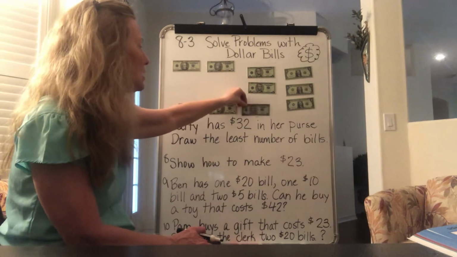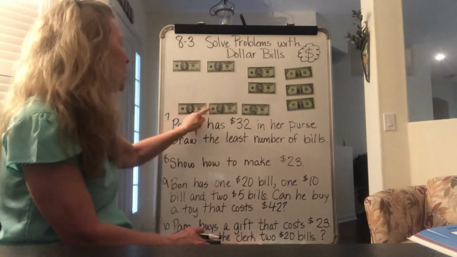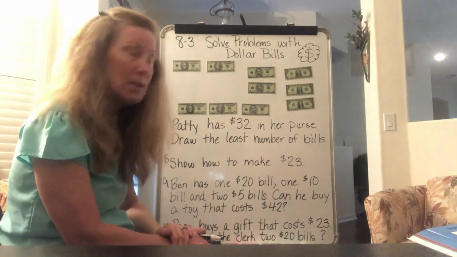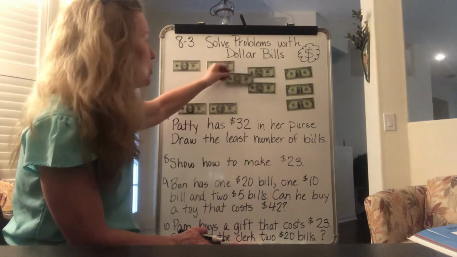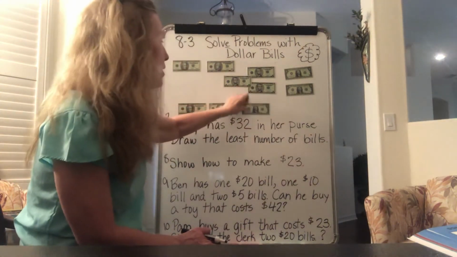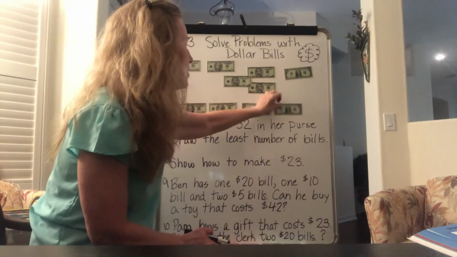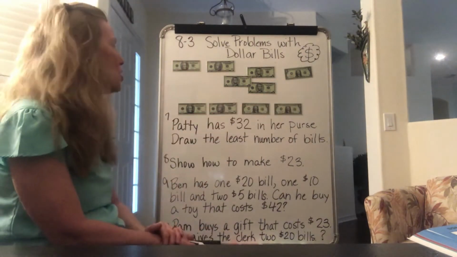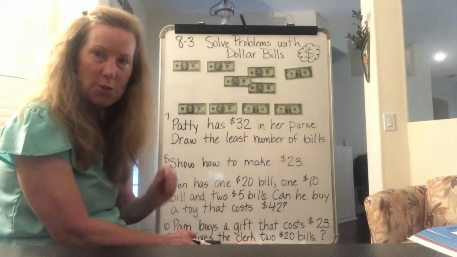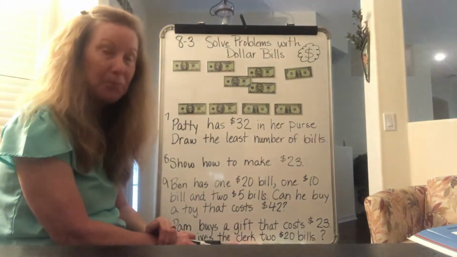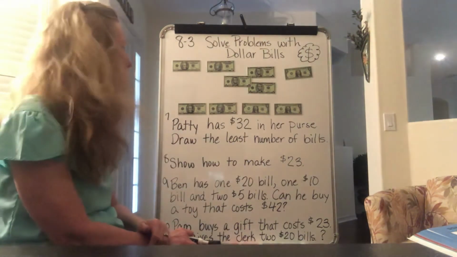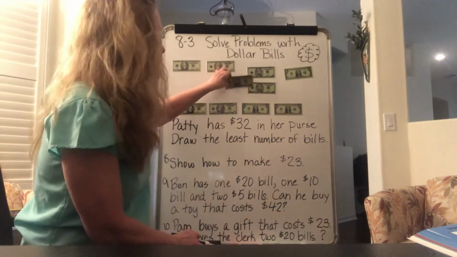All right, my next dollar is a 5. I'm up to 30 so far. Can I add a 5? No, that would be 35. Too much. So I'm at 30. Let me grab one. 31, 32. So boys and girls, that is the least number of bills that you can use to make $32, okay? And it says to draw them. So in your book, you would be drawing the least number of bills. All right, next one.